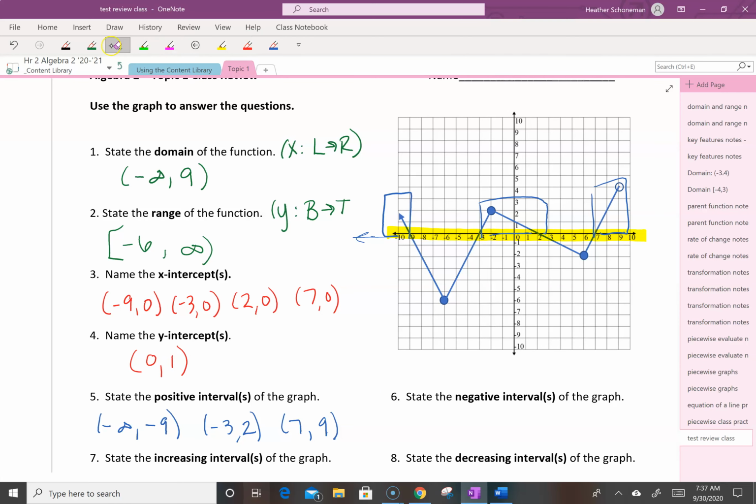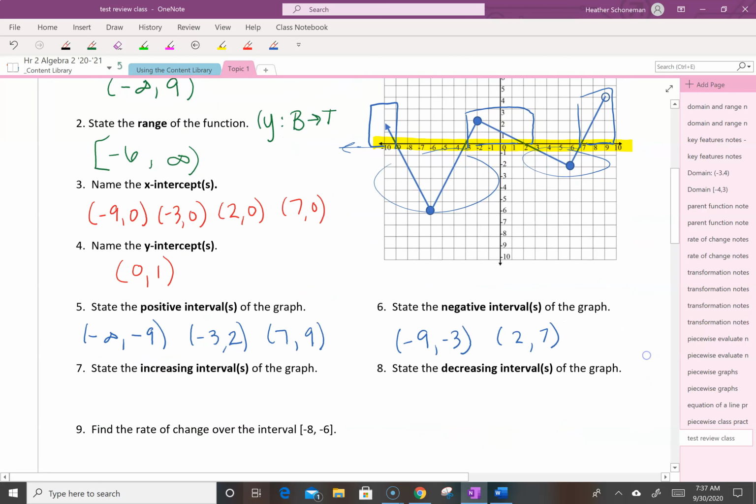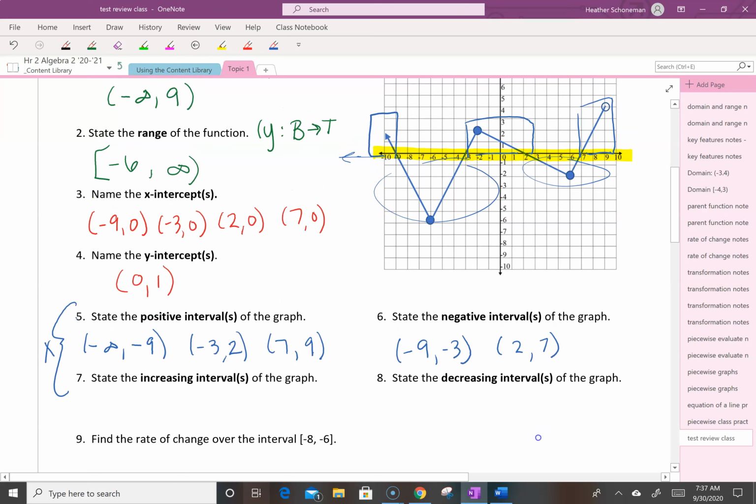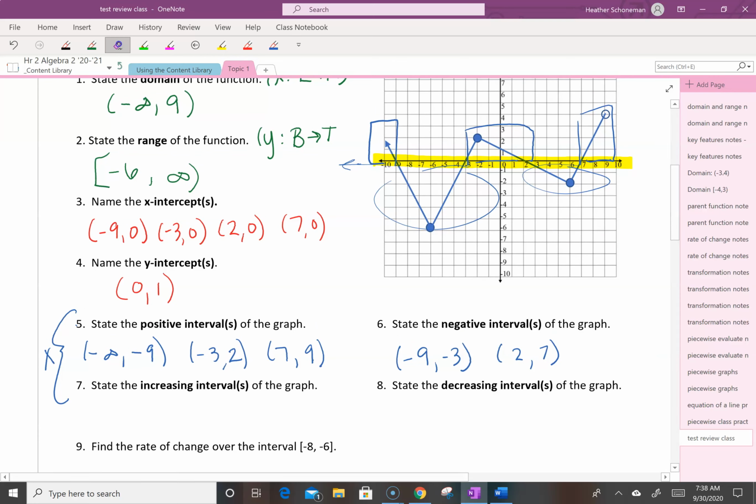Okay? So now that we've got the 3 positive, we can look at the 2 negative zones we've got here and here. The first negative zone is from -9 to -3, and the next one is from 2 to 7. When you do positive and negative, increasing and decreasing, you are only looking at the x-axis. It does not matter how far up and down it is. You're just reading the region from left to right.